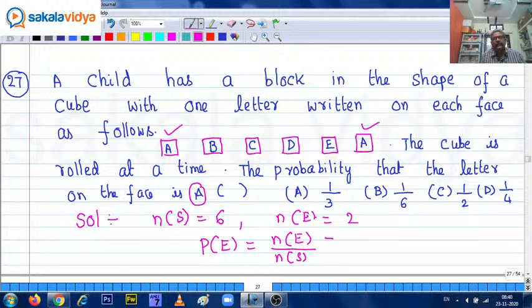So that you can visualize the answer in your mind itself. 2 upon 6, that will be 1 upon 3. A is the right answer. Yes, Anjaneyulu Pitala. Absolutely correct.